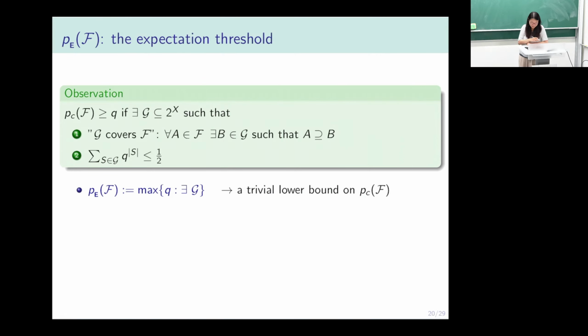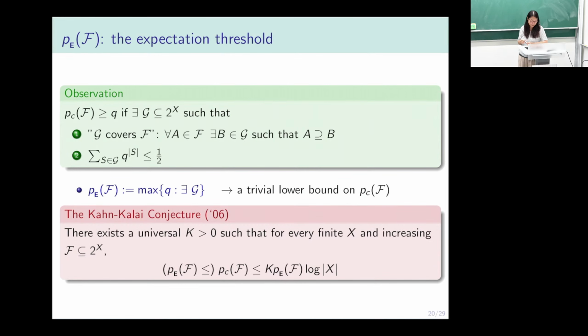Okay. Then finally, the rigorous statement of the Kahn-Kalai conjecture is this. It says that there exists a universal K. So this is an interesting part. K is a universal constant. It doesn't depend on anything. It's like 72 or 3.4, something like that. So this is a fixed constant such that for every finite set X and increasing property F, the threshold is at most K times the expectation threshold times log of the size of the universe. Okay, so this is the Kahn-Kalai conjecture.